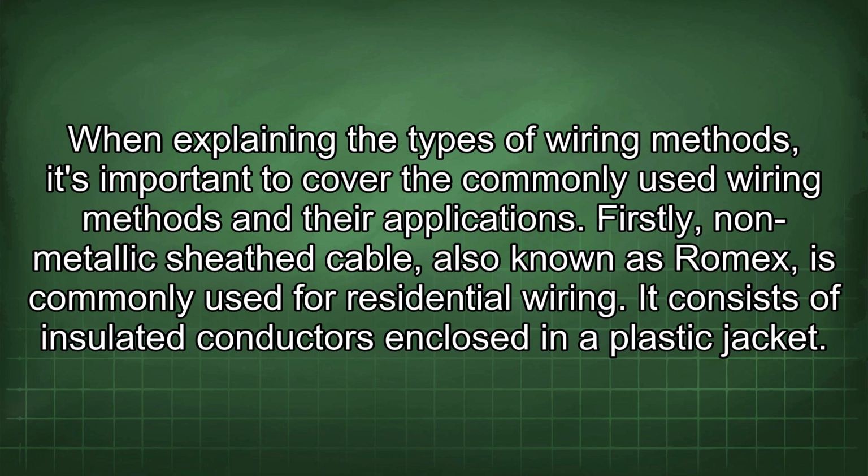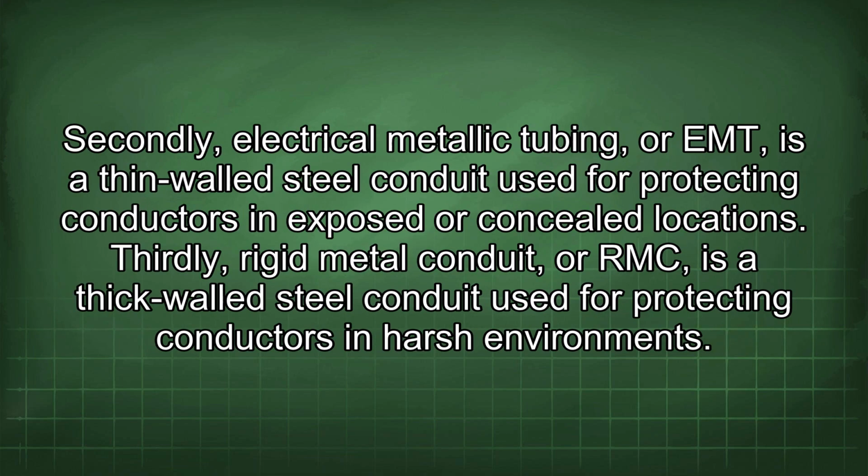When explaining the types of wiring methods, it's important to cover the commonly used wiring methods and their applications. Firstly, non-metallic sheathed cable, also known as Romex, is commonly used for residential wiring. It consists of insulated conductors enclosed in a plastic jacket. Secondly, electrical metallic tubing, or EMT, is a thin-walled steel conduit used for protecting conductors in exposed or concealed locations. Thirdly, rigid metal conduit, or RMC, is a thick-walled steel conduit used for protecting conductors in harsh environments.